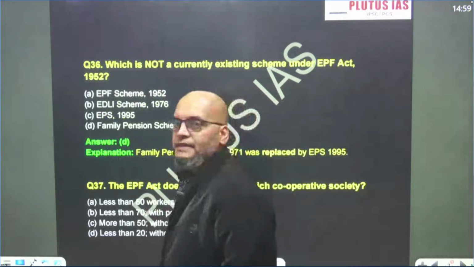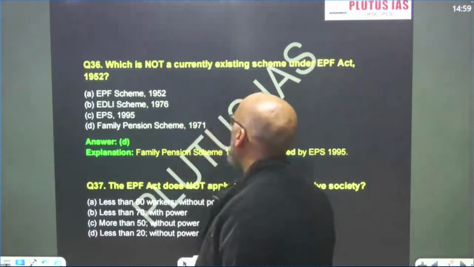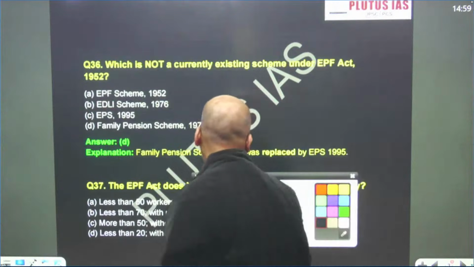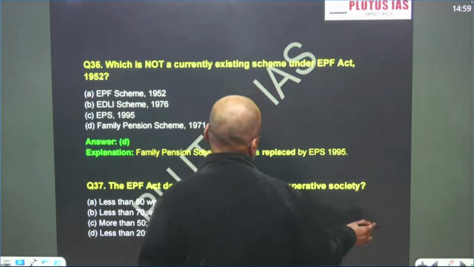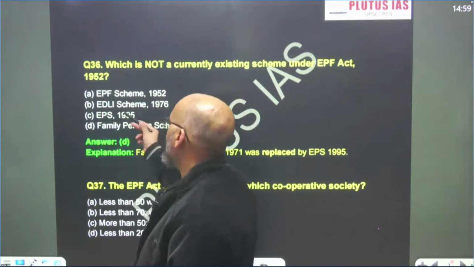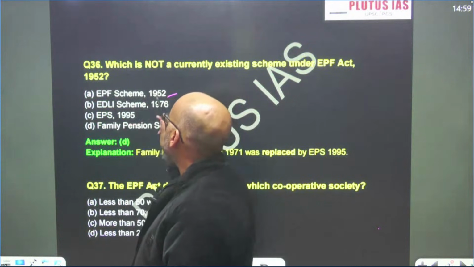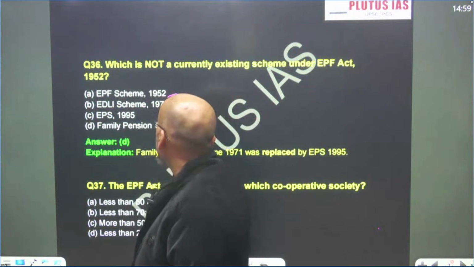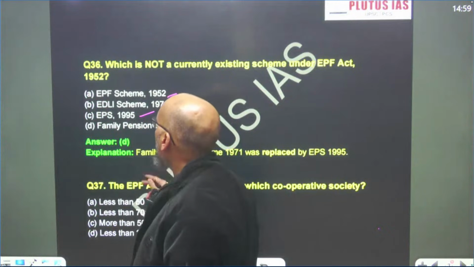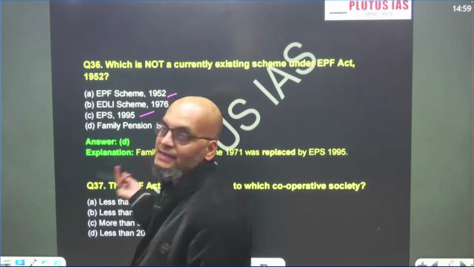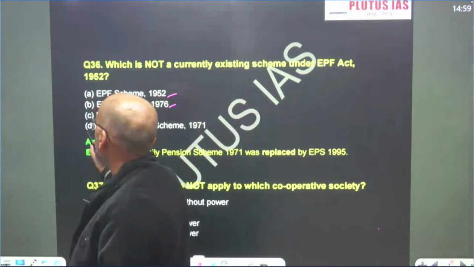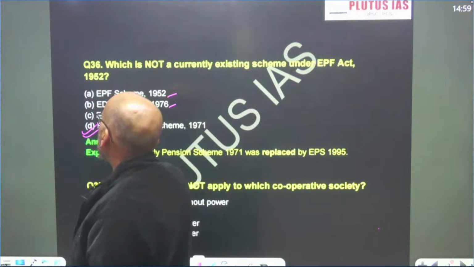Question number 36, that is, which is not a currently existing scheme under EPF. So under EPF, which scheme is not there? And the options are EPF scheme of 1952, it is there. EDLI scheme of 1976, it is also very much part of it. EPS of 1995 or family pension scheme. Guys, there is no family pension scheme incorporated under the EPF Act. So your option D is the correct option.